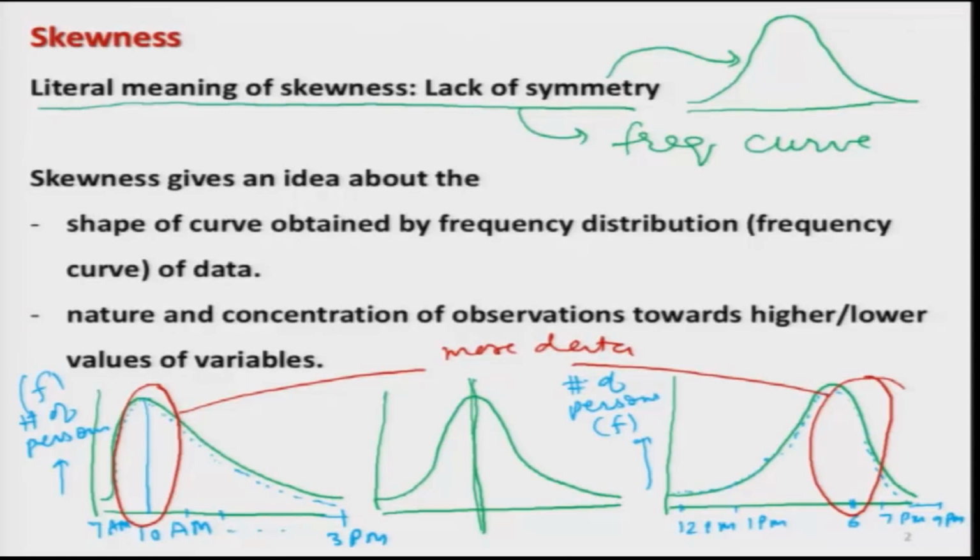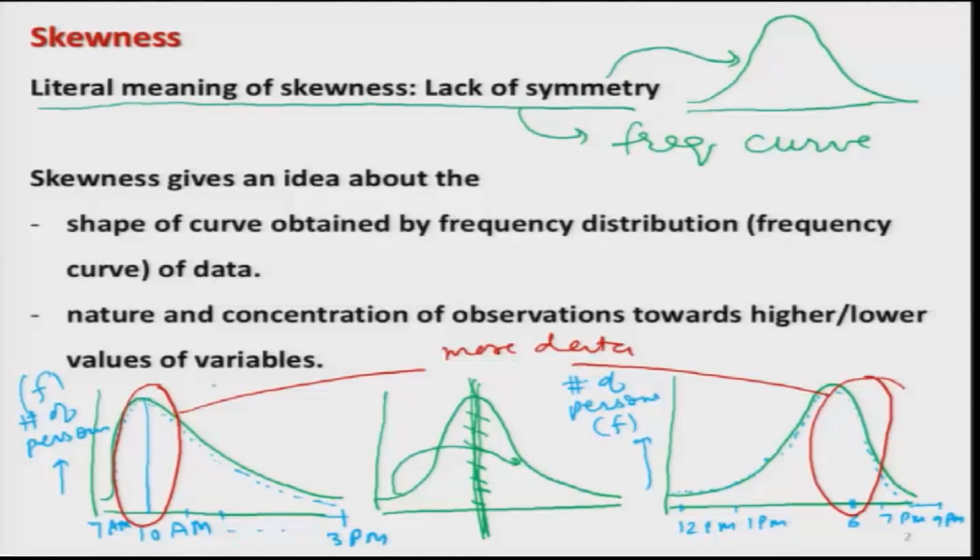around the mid value. If you try to break the curve into two parts from this point, and if you try to fold it and keep it over this, then this will look symmetrical. So, suppose the curve is like this, and if I try to break it in the mid and if I fold it, then the curve will look the same. So, this is what we mean by symmetry, and this feature is missing in the first and last curve.